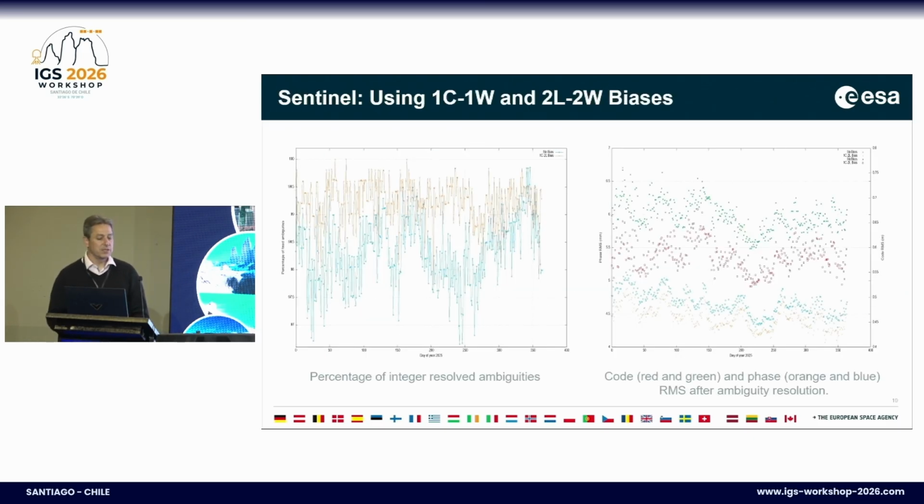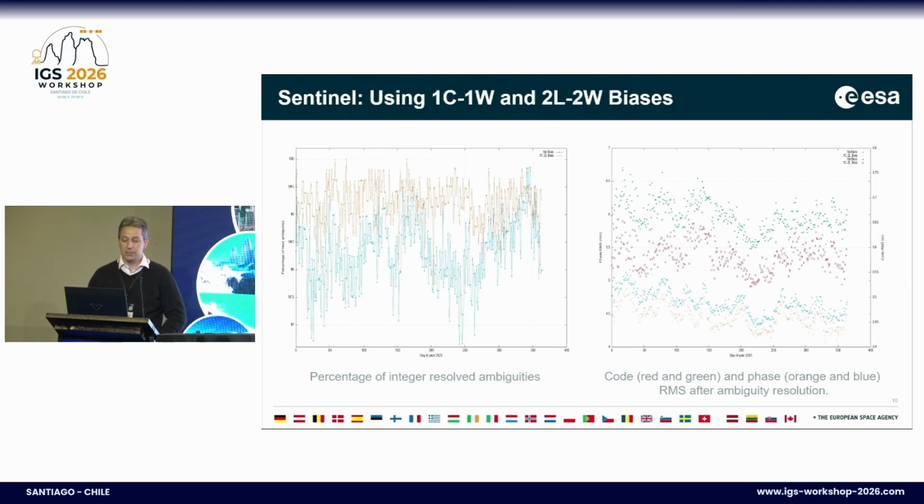When we do this, we see on the left-hand side the percentage of fixed ambiguities for the Sentinel when not applying the bias, the lower curve in blue. We are around 98% in fixing the ambiguities, and if we correct the observations to be aligned to the observation types we have used to generate the phase bias, we end up with above 99% in fixed ambiguities. We can see the same on the right-hand side when we look at the residual plots.